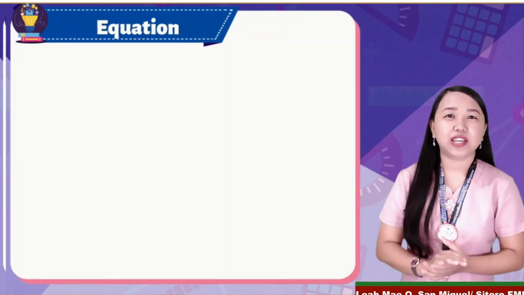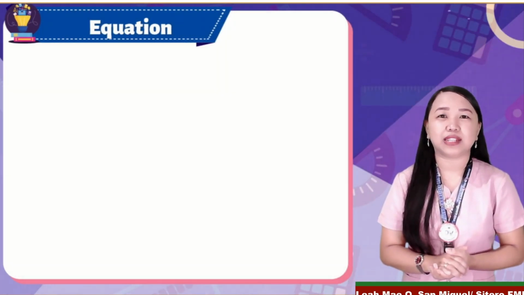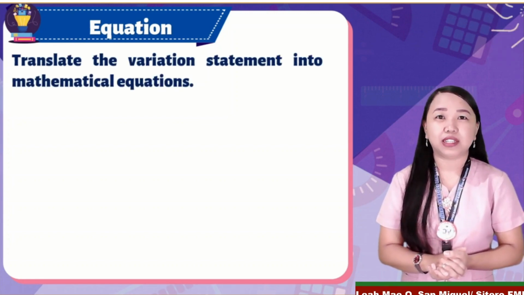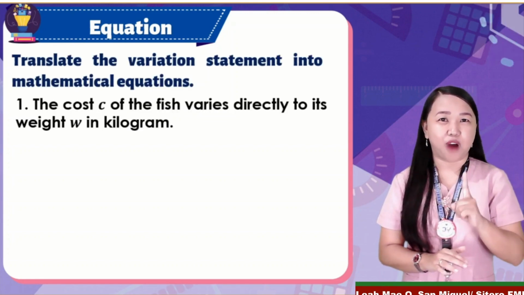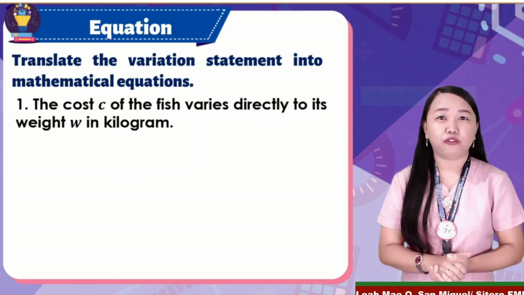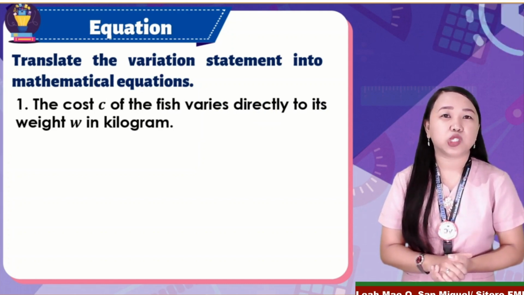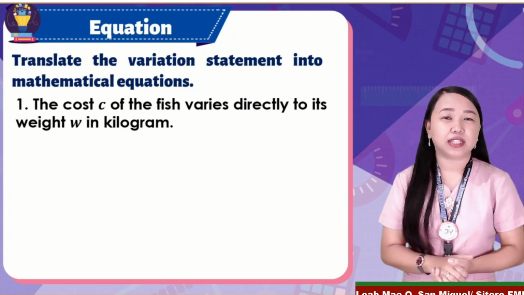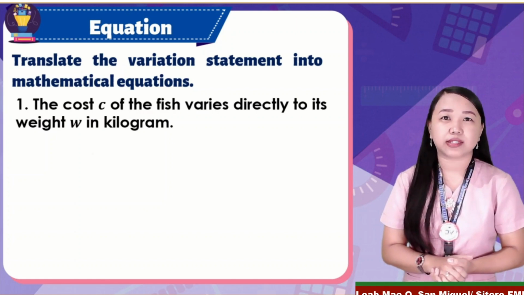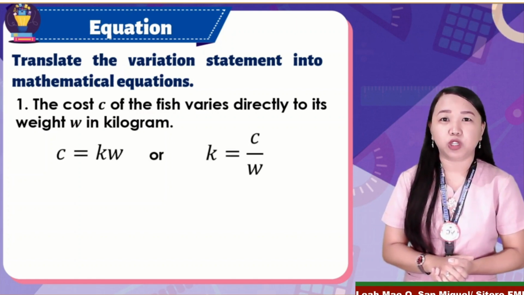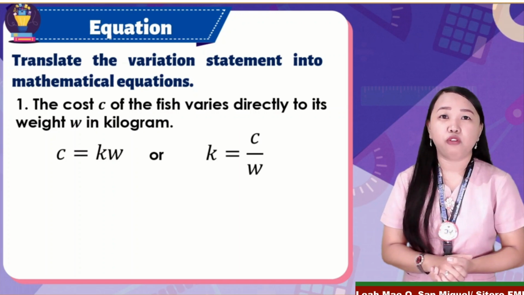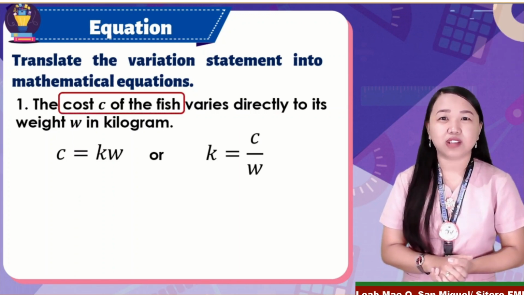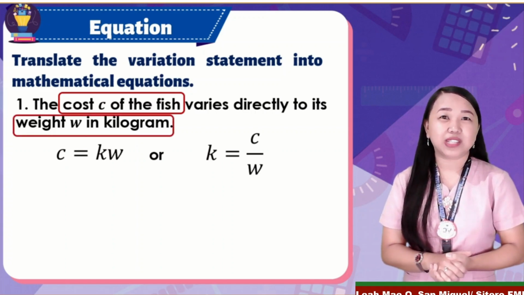Now, using the concept of direct variation presented, let us translate the following variation statements into mathematical equations. Number 1, the cost C of the fish varies directly to its weight W in kilogram. This statement can be translated into mathematical equation as C is equal to kW or k is equal to C over W, where C is the cost of the fish, k is the constant of variation, and W is the weight in kilogram.